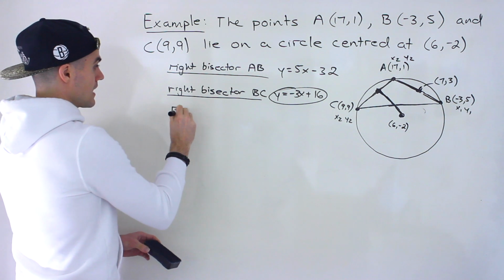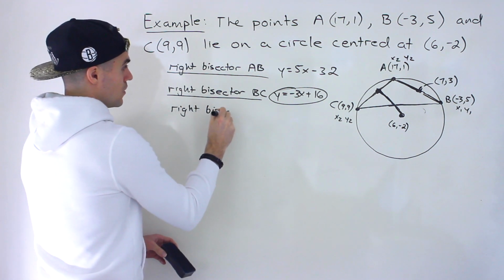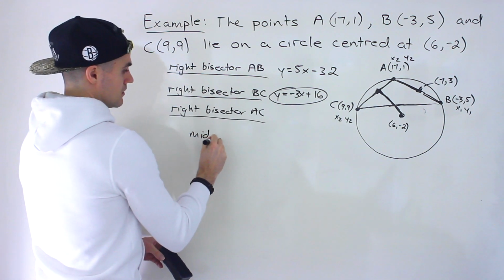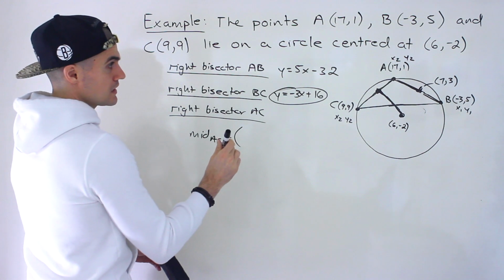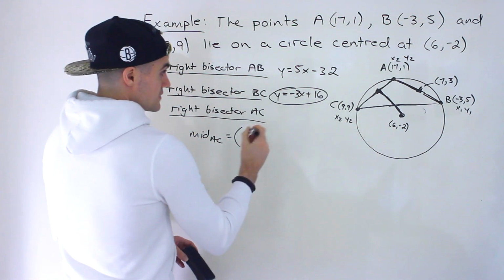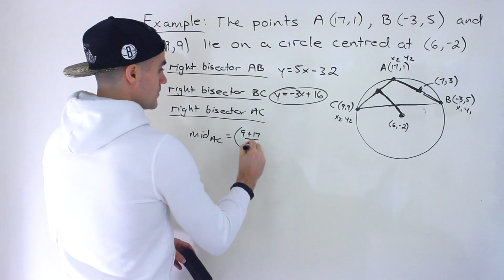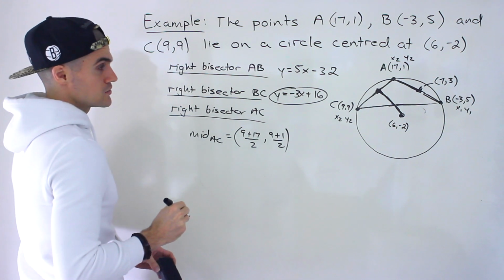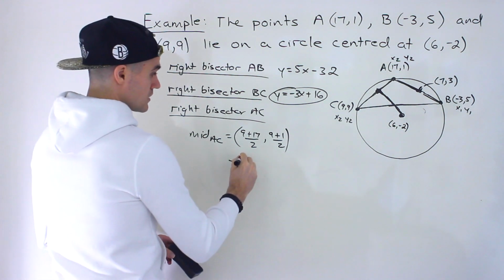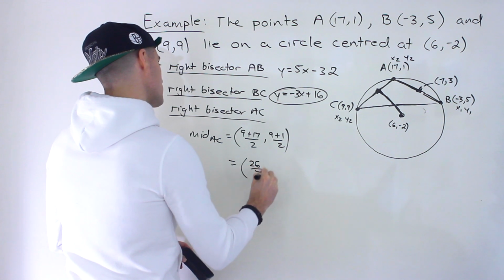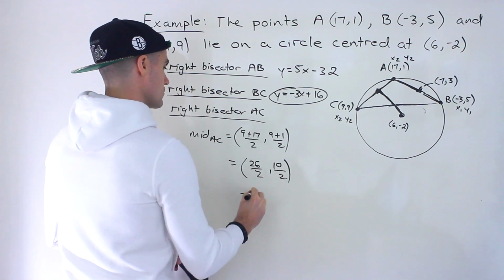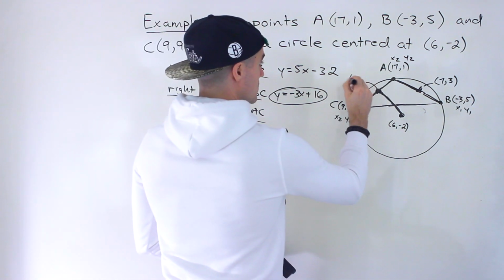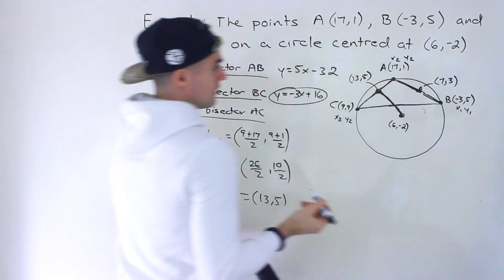So we're finding this right bisector now of AC. So same steps. Let's first start with the midpoint of AC. So it's going to be the x values added up, so 9 plus 17 divided by 2, and then we'll have 9 plus 1 divided by 2. The y values added up, divided by 2. So this would end up giving us 26 over 2, 10 over 2, which would be 13 and 5. This point over here, it has a coordinate 13 and 5 like that.